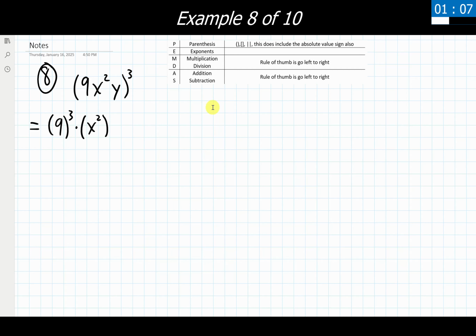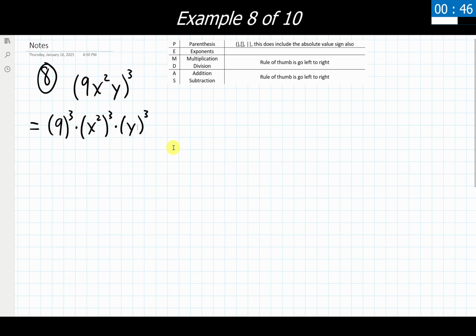I highly recommend, if you are having any issues with the product to a power rule and keeping track of what does and doesn't get affected by this 3rd power and what changes, that you take this one extra step to rewrite it out for yourself. I think this makes it much clearer what is going on in the problem.